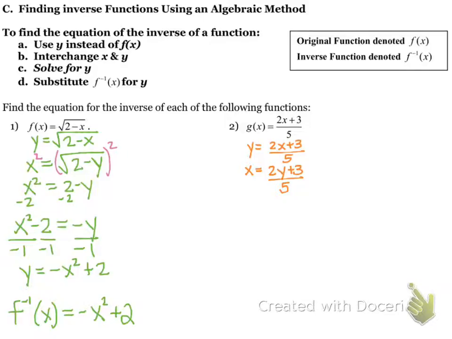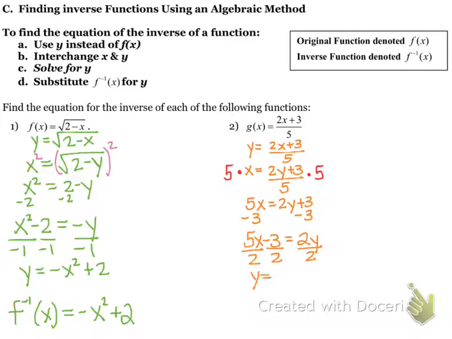My first step is going to be to multiply both sides by 5. And that will give me 5x is equal to 2y plus 3. To get y by itself, I'm going to subtract 3 from both sides and get 5x minus 3 equal to 2y, and then divide everything by 2. So we get y equals 5 over 2 x minus 3 over 2.